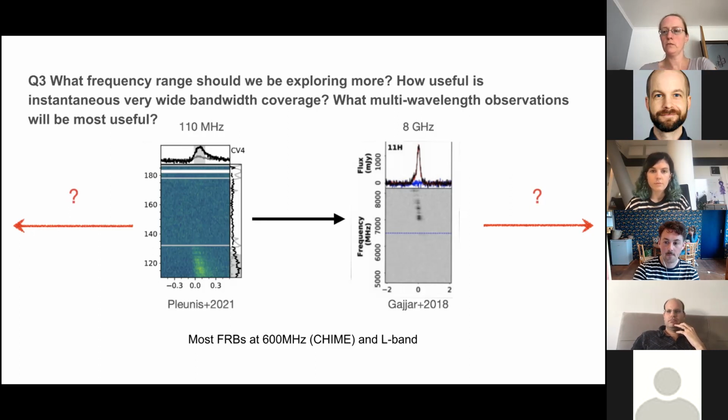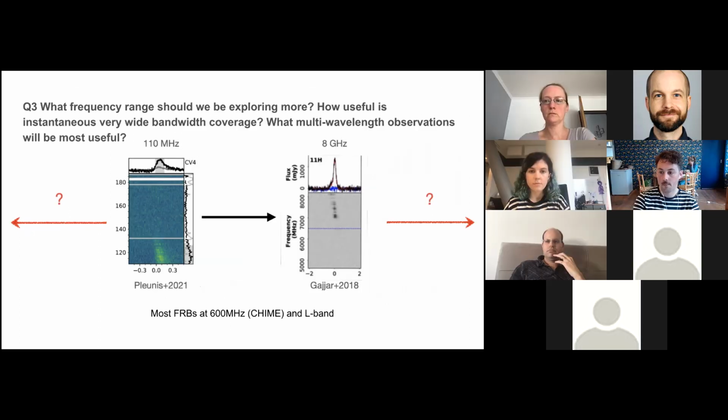Zander, you have a comment? Yeah, so I do think wide bands or instantaneous wide bandwidth coverage is interesting. So we have the result in Pastor-Marazuela and Pleunis from R3 that emits at different frequencies. And the question is, is this true for all or for many of the repeater FRBs, or is it just this one that is in a very special environment? Is it linked to the emission mechanism or just the environment of this particular source? So it would be interesting to do more of those.